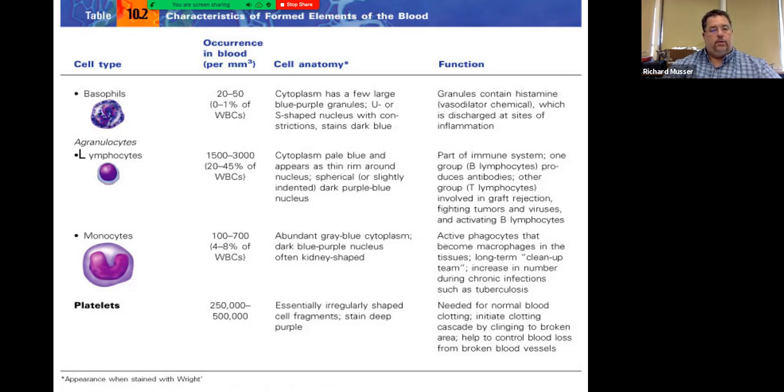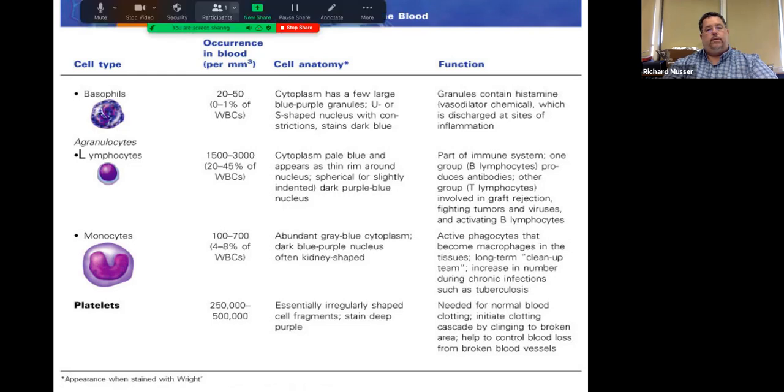Now the agranulocytes means you don't see the granules. So the granulocytes would have been like the purples and the blue spots. Let me go back to the previous slide.